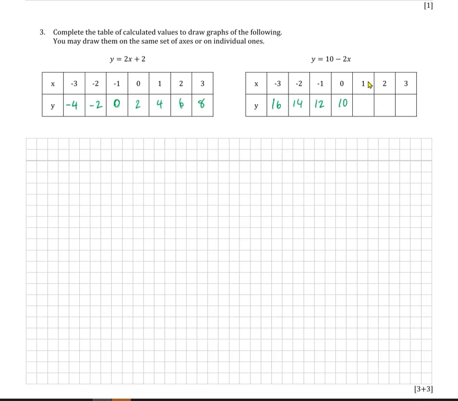Okay, so that's now 1, so 2 times 1 is 2. So 10 take 2 is equal to 8. 2 2's are 4, negative, positive, so it's negative. So 10 take 4 is equal to 6. And then 3 2's are 6, minus, so 10 minus 6 equals 4.